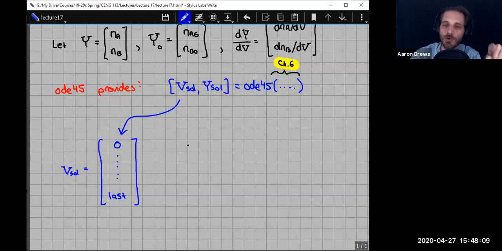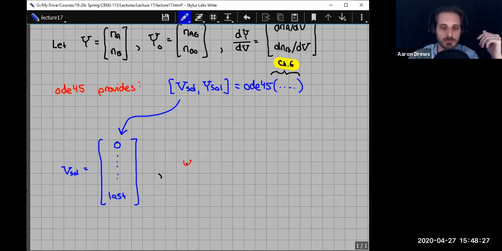Well, I shouldn't say ODE45 is doing that. If you open it up, it'll just look like a bunch of, I don't know, for loops and stuff like that we've been accustomed to. The approximation that's being used by ODE45 has its origin in eigenvalues and eigenvectors.